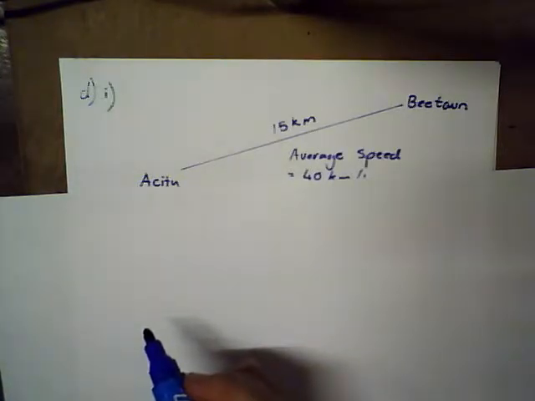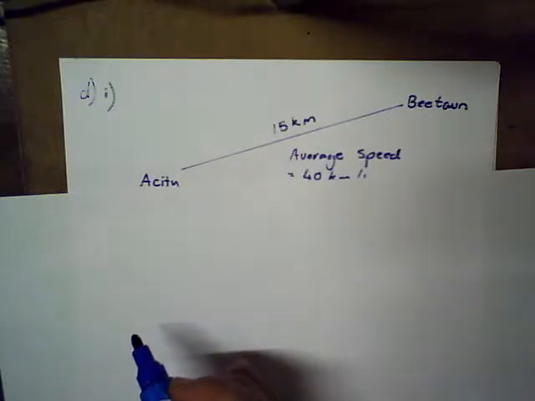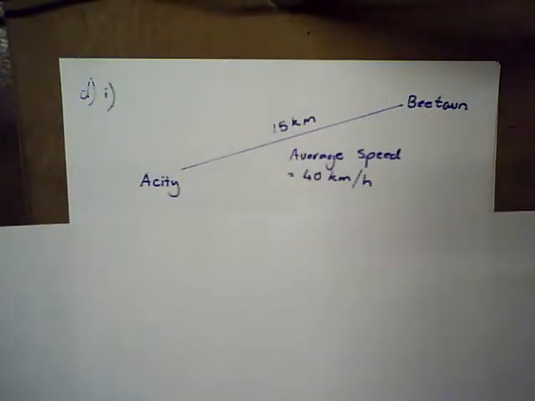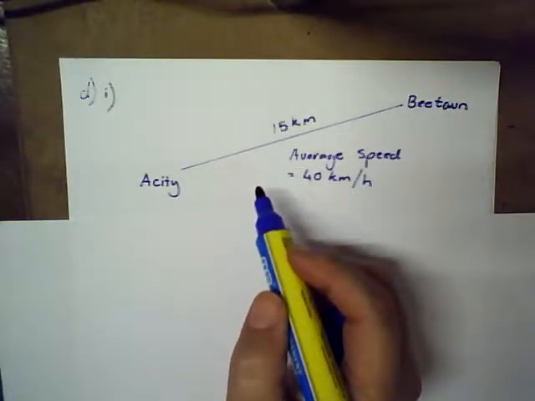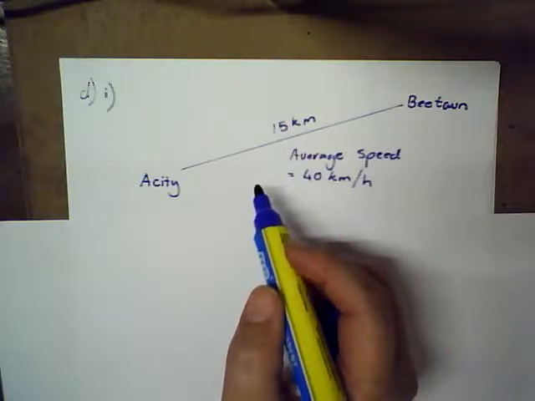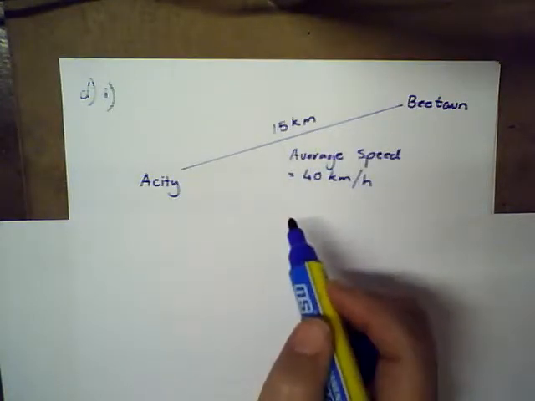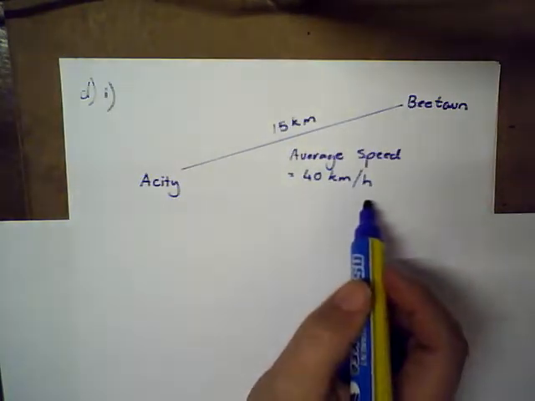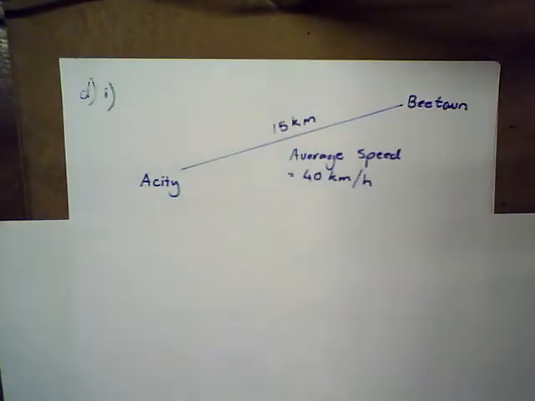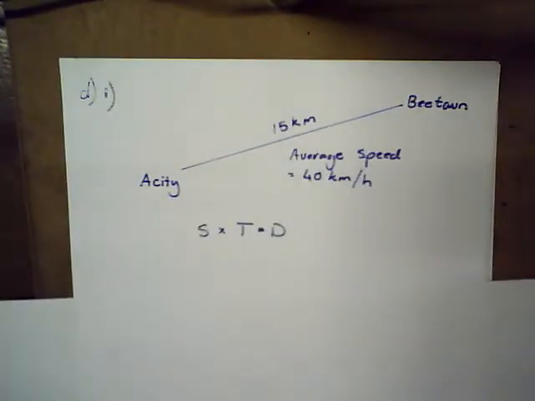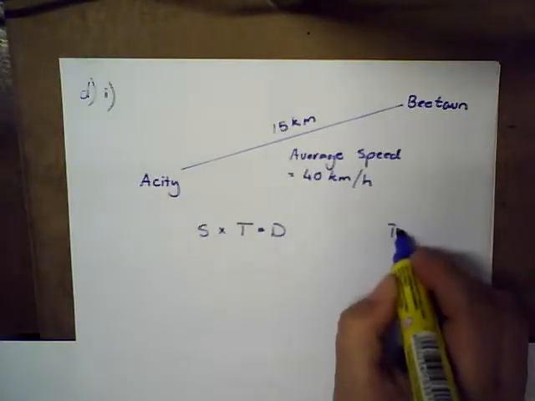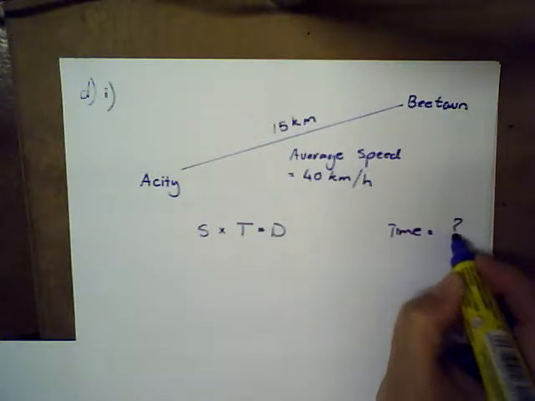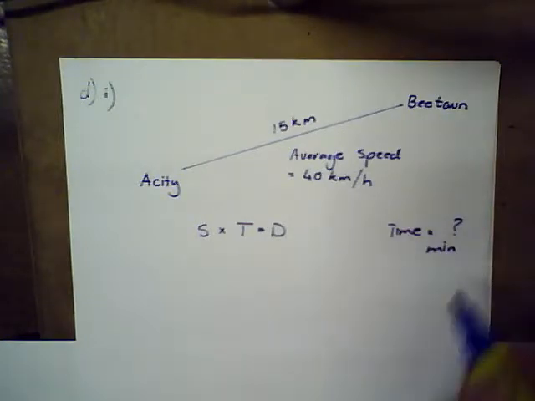Question D. Let me just get my paper here. Elsa takes a different route from A city to B town. So it's a different route, okay? Not the same. This route is 15 kilometers and there are no road signals. Elsa's average speed for this journey is 40 kilometers per hour. Find the time taken in minutes for this journey. So we want the time, and the time must be in terms of minutes.